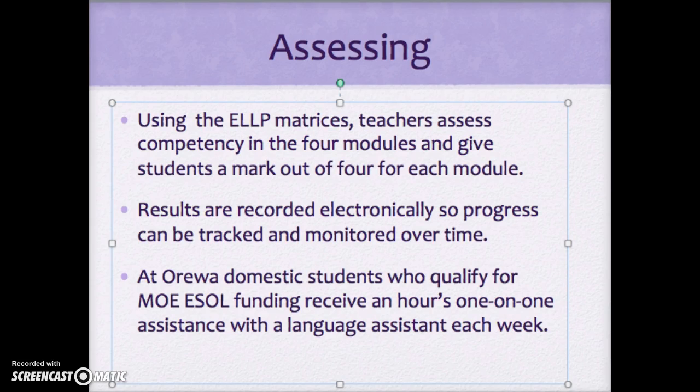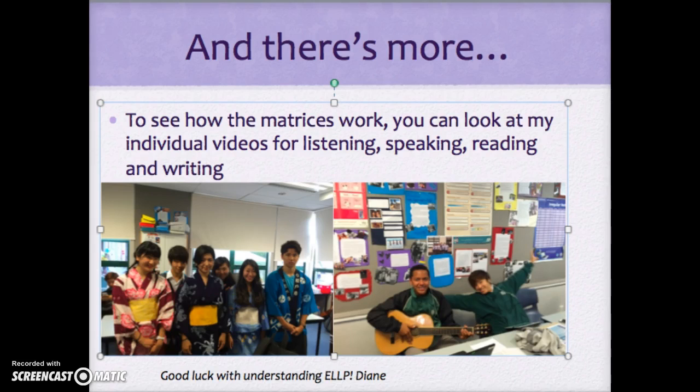Using the ELP matrices, teachers assess competency in the 4 modules and give students a mark out of 4 for each module. Results are recorded electronically so progress can be tracked and monitored over time. At Orewa, domestic students who qualify for Ministry of Education ESOL funding receive an hour's one-to-one assistance with a language assistant each week. To see how the matrices work, you can look at my individual videos for listening, speaking, reading and writing. Good luck with understanding ELP.